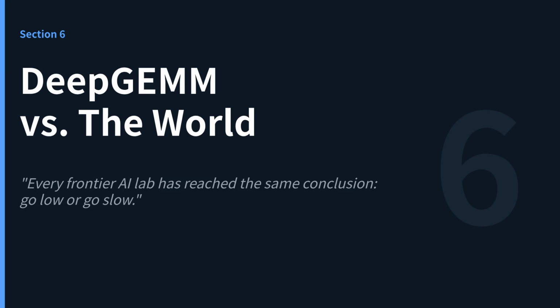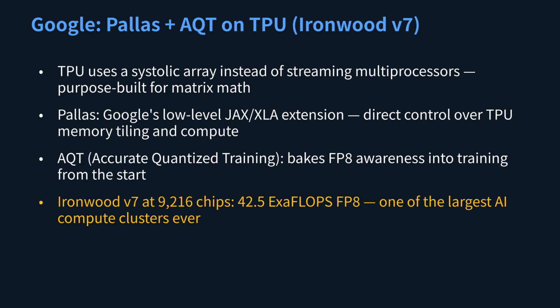DeepGEMM is built specifically for NVIDIA GPUs, but other leading AI labs have built their own equivalents on completely different hardware. Let's compare the approaches. Section 6. DeepGEMM versus the world. Google's Gemini models run on TPUs, tensor processing units, which use a completely different architecture than NVIDIA GPUs. Instead of streaming multiprocessors, TPUs use a systolic array, a grid of compute units that passes data from cell to cell like a wave, perfectly suited for matrix multiplication.